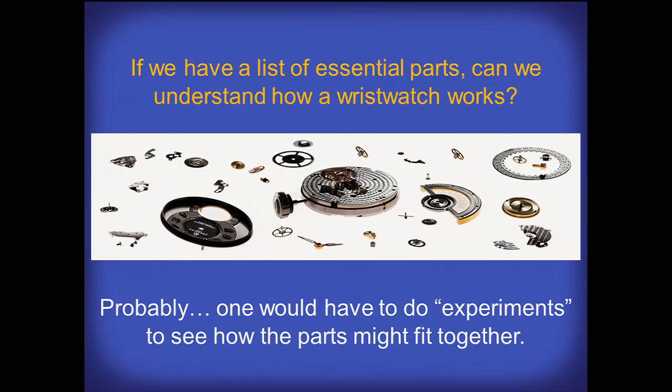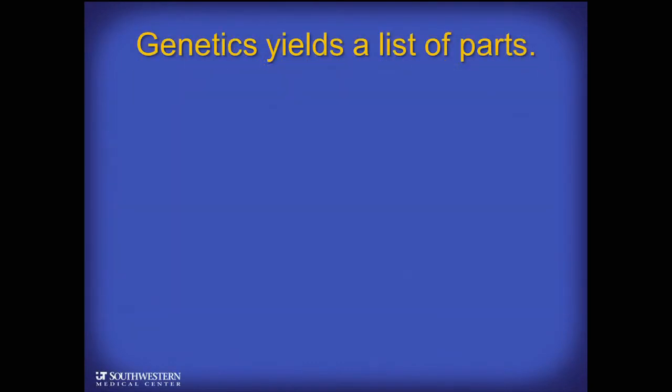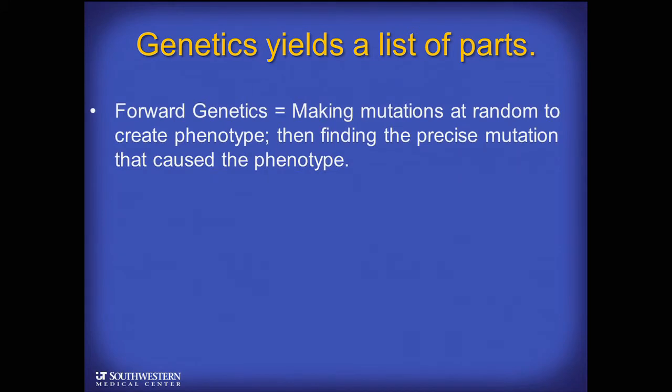And that would correspond to the kinds of experiments that we do all the time. But the list of parts is key, and that's what genetics gives us. It gives us the list of parts, and it's up to us to then decipher the mechanism of how each works. When I talk about genetics, I'm talking about classical genetics or forward genetics.